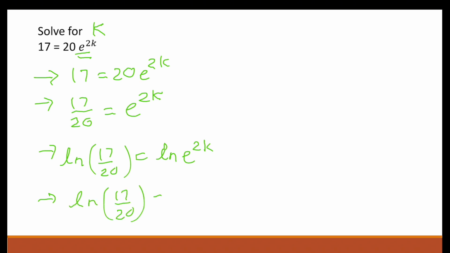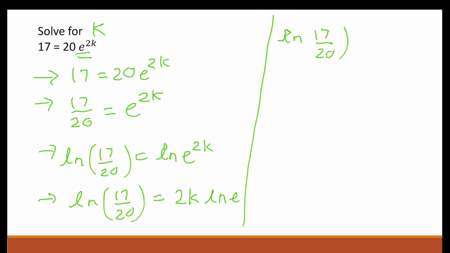But on the right hand side, you'll realize using the power rule that if we have log base b of c to the power a, we can move the power a in front. So instead of ln of e to the power 2k, I have 2k times ln of e. Now remember, ln of e will be 1 because a natural log is a logarithm with a base e. So I'll have natural log of 17 by 20, which is equal to 2k, and ln of e is 1. I'll move the 2 to the other end. I'll have natural logarithm of 17 over 20 upon 2, which will be equal to k.